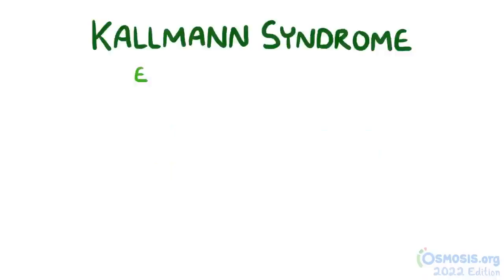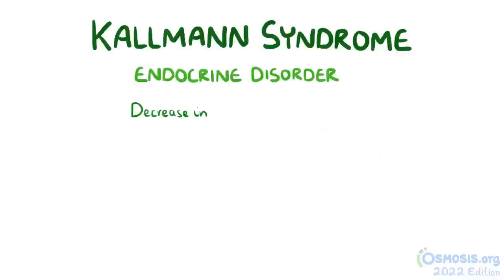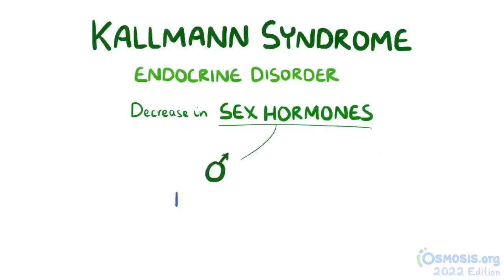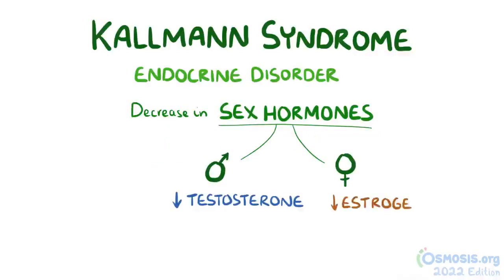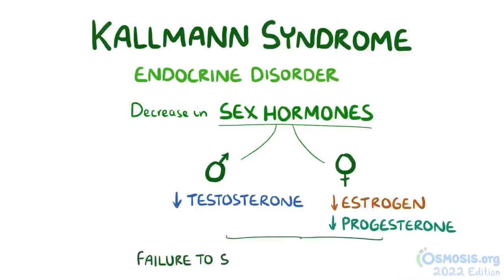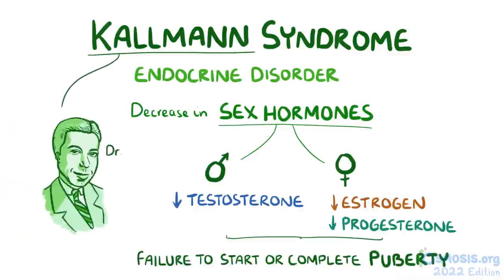Kallmann syndrome is an endocrine disorder caused by a decrease in sex hormones, either testosterone in males or estrogen and progesterone in females. That decrease leads to a failure to start or complete puberty. The syndrome is named after Dr. Franz Kallmann, the geneticist who first described it.